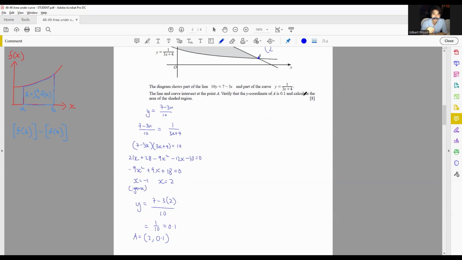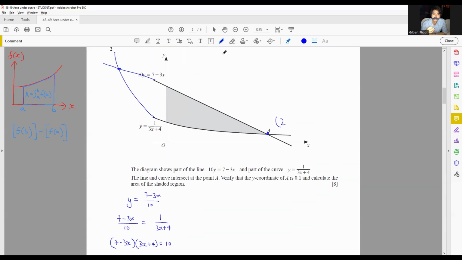Next, we're going to calculate the area of the shaded region. So let's look back at the curve over here. If we're looking for the area of the shaded region, what we're going to need to do is find the area of this triangle here, minus the area under the curve up to A, and then minus off this triangle area here again. Okay, so let's try to do it step by step from here.